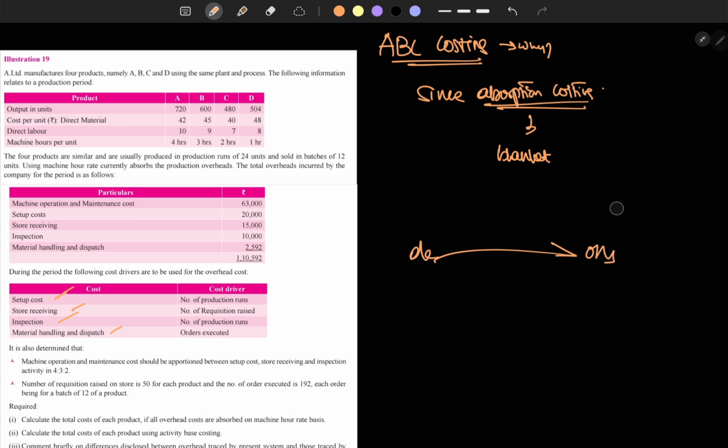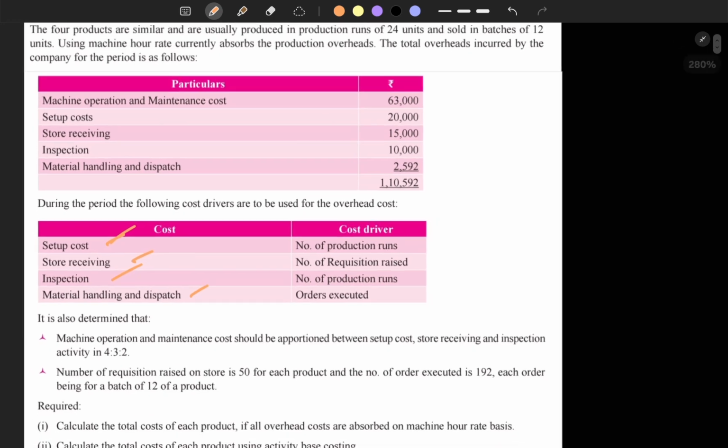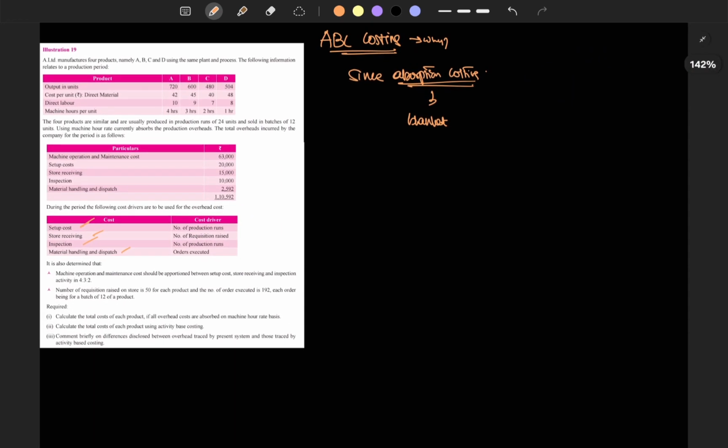So that's why we are taking the activities and charging the overheads to the products by taking the activity as a cost driver quantity, which is a base quantity. That's what ABC costing is saying.